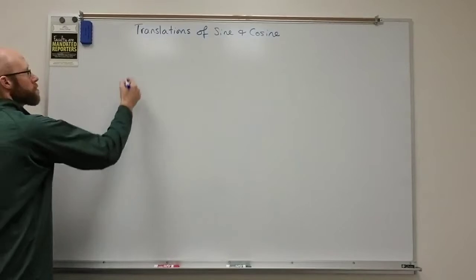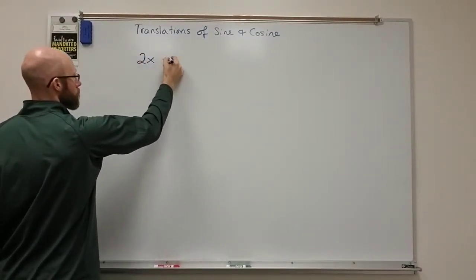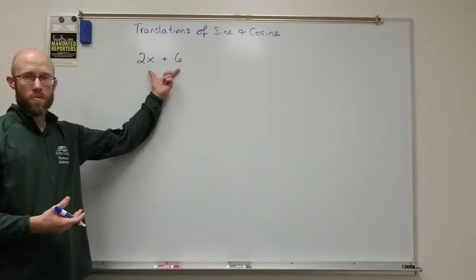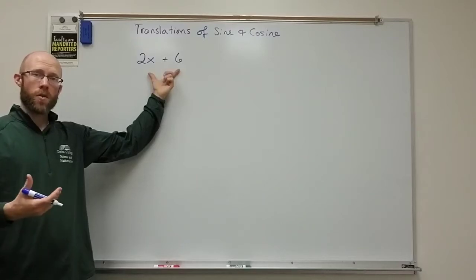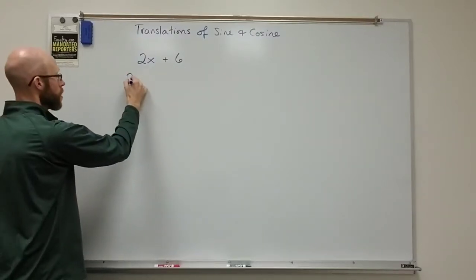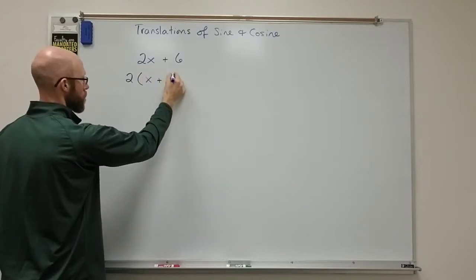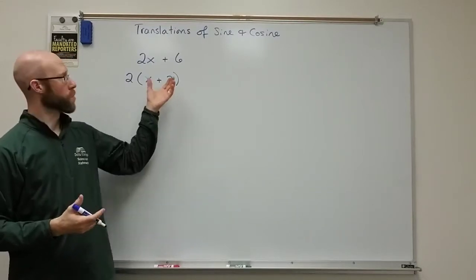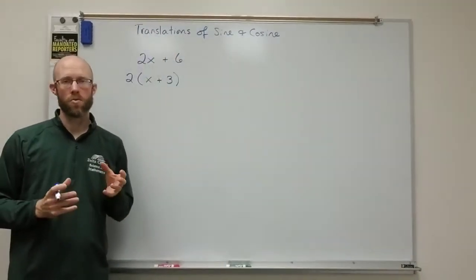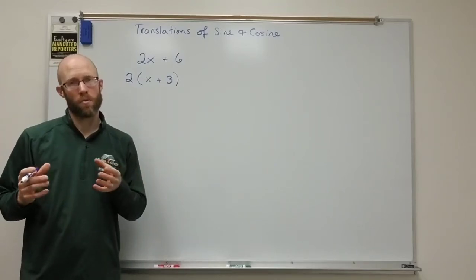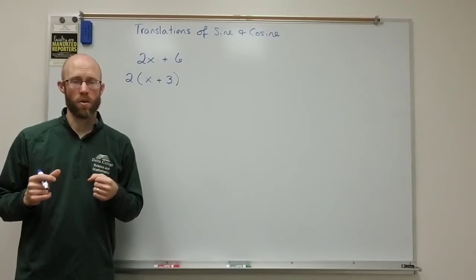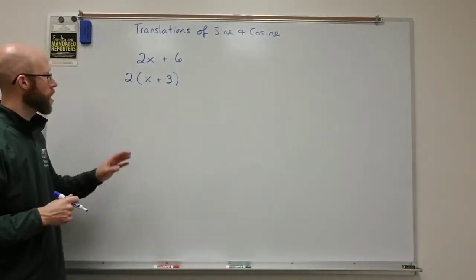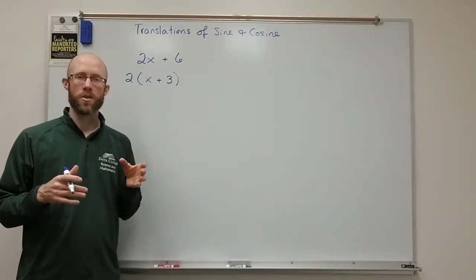You know, something basic like 2x plus 6. If I were to factor 2x plus 6, the two terms share a common factor of 2. And so I can pull the 2 out, and I'd be left with x plus 3, okay? Now, this factoring idea is actually going to be important when we get into translating, because we're going to have to do some factoring to figure out, when we get there, what the horizontal shift is, or the phase shift of the graph, okay?